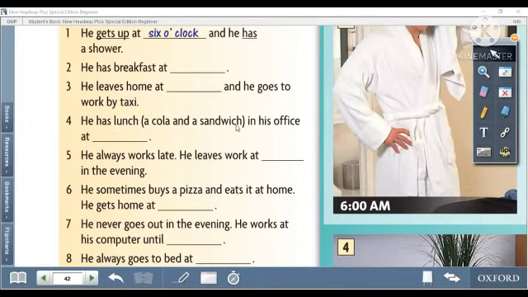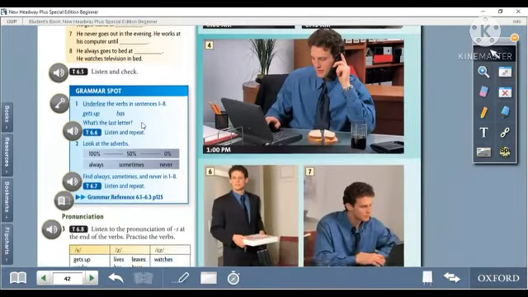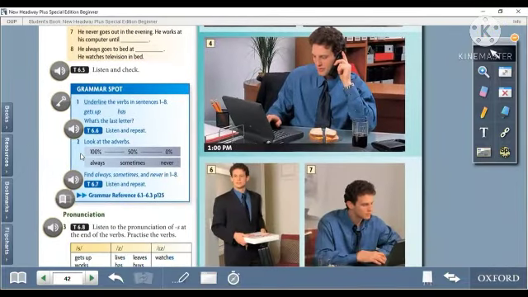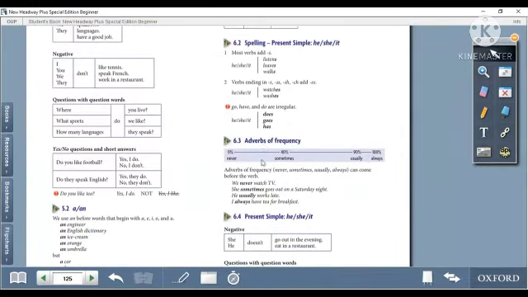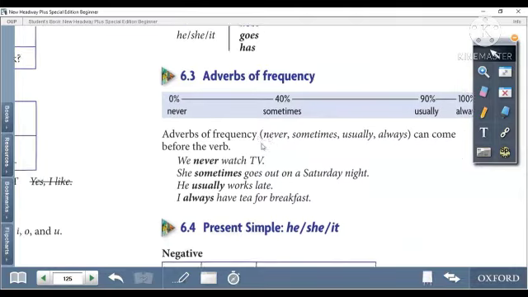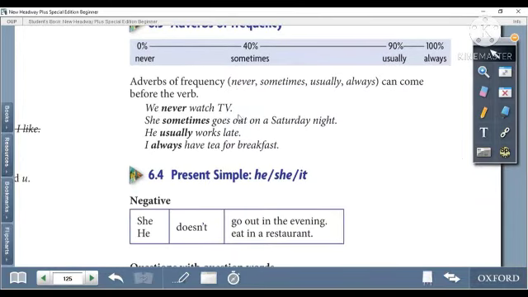Let's move on. I'm giving you here the percentage. 100% means always, 50% means sometimes, and 0% means never. Okay, if you want more details, we have here adverbs of frequency. And it gives you examples. It says they come before the verb, as we can see.